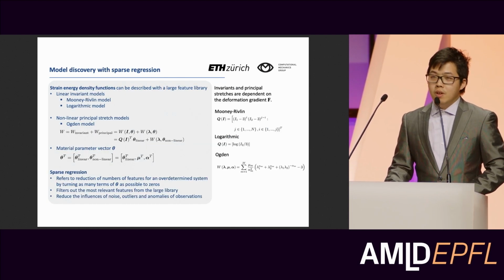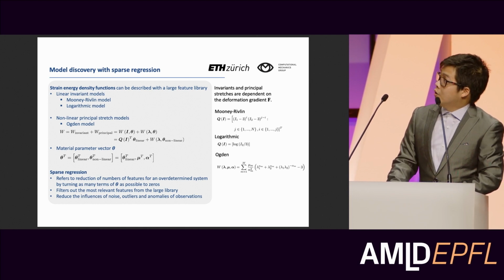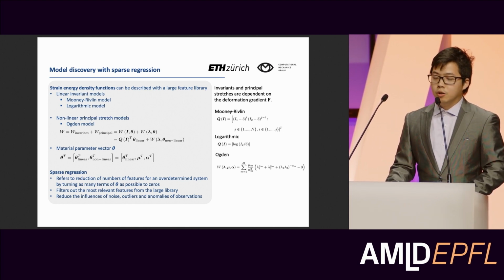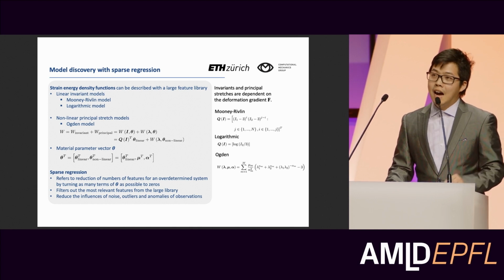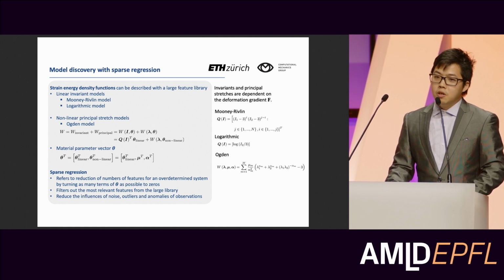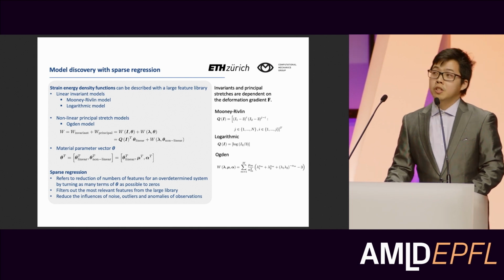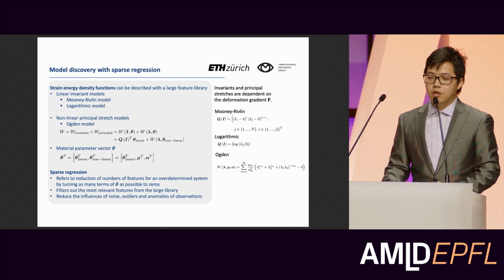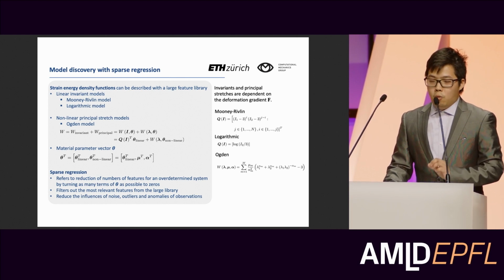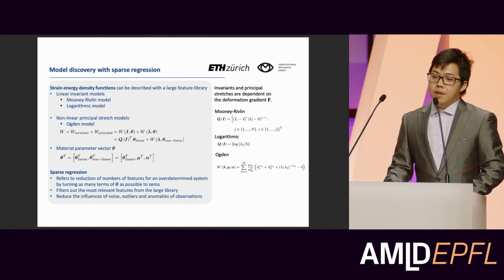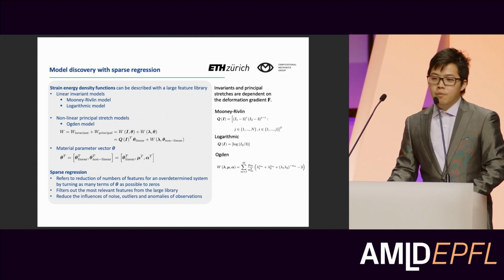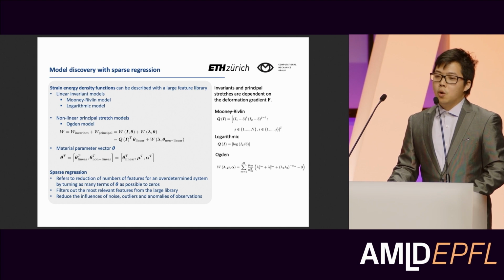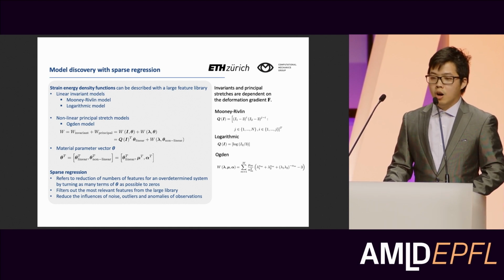Now, let's come to the candidate model library for the model discovery. There are a lot of models. We can formulate our deformation gradient either with the invariants, which are the coordinate-independent equivalents of the deformation gradient tensor F, or with principal stretches, which can be obtained by the singular value decomposition of the tensor. So we can split our model into the invariant part and the principal part. The invariant part is linearly dependent on the weighting factors, or what we call the material parameters. There are models like the Mooney-Rivlin model and the logarithm model. For the principal part, which is nonlinear, we have the most widely applied model, the Ogden model.